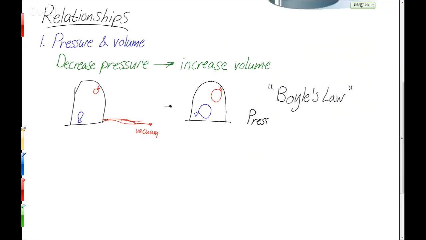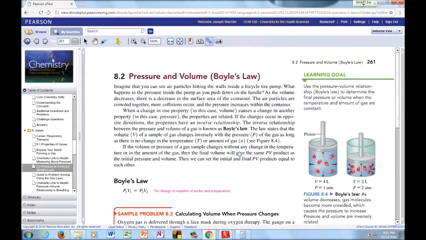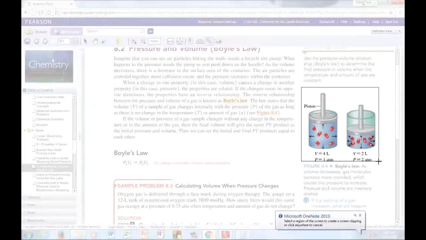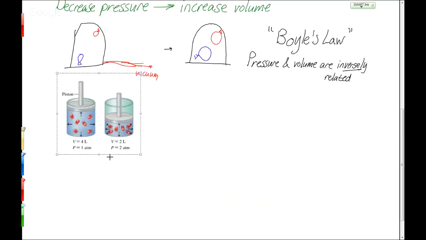So pressure and volume are inversely related. When one goes up, the other goes down. When one goes down, the other goes up. And we'll see that on Wednesday. I think the book also has a picture of that here. You can see what's actually happening with the gas molecules. They have some numbers attached, but again, we're not going to focus on the numbers.